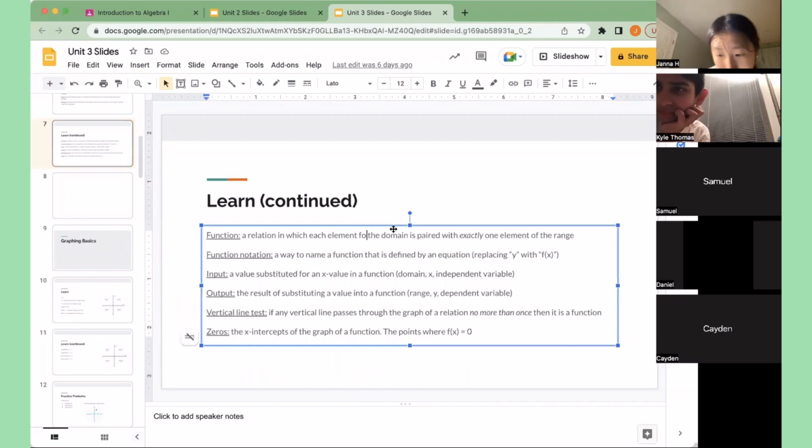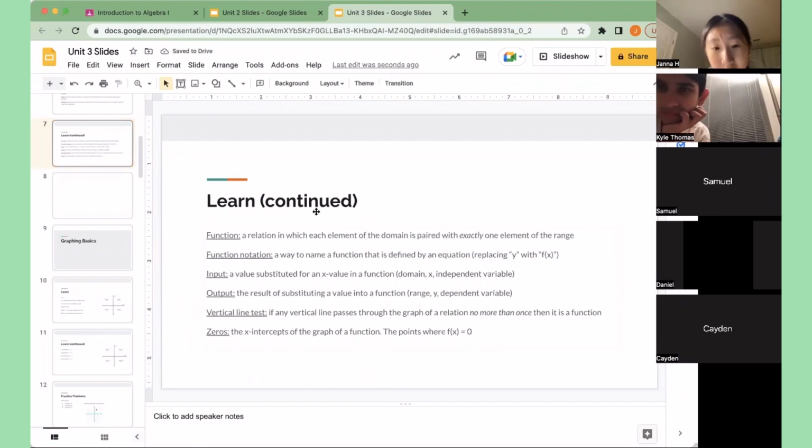Oops, I did that. That was a typo. Each element of the domain is paired with exactly one element of the range. So for every x value there is only one y value, so they can't repeat.